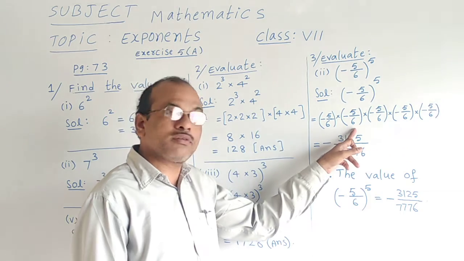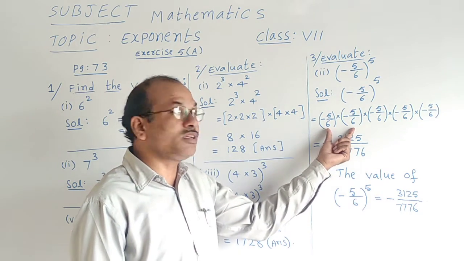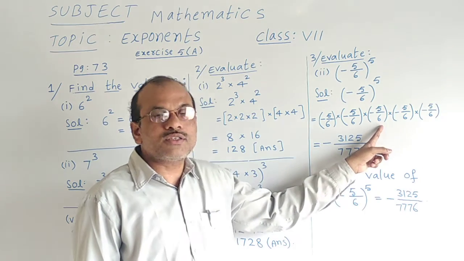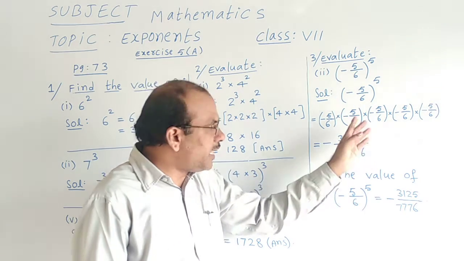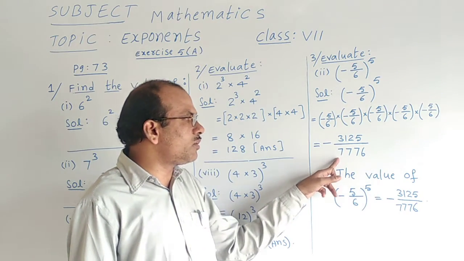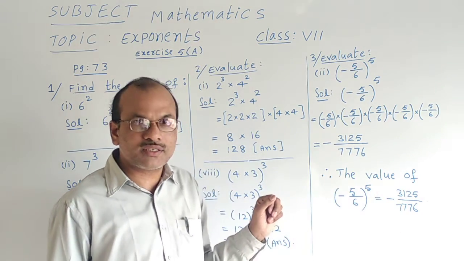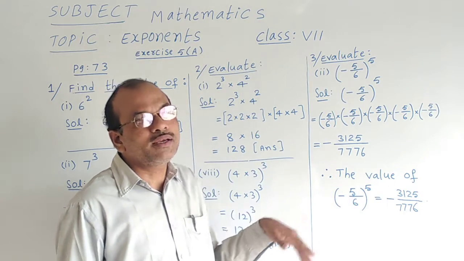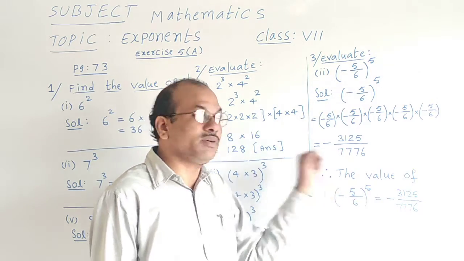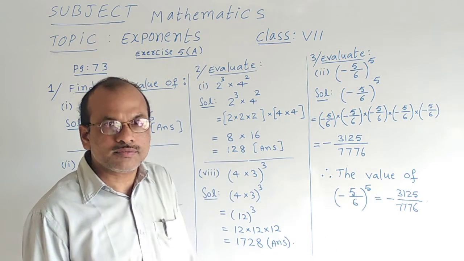6 into 6, 36. 6 6s are 36. 36 into 6 is 216. Like that, if you multiply, you will get the final answer 7776. In the rough only we should multiply, as I said just now. Is it clear? So 7776. That is for the denominator.